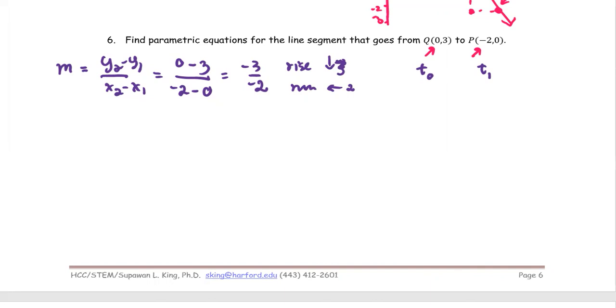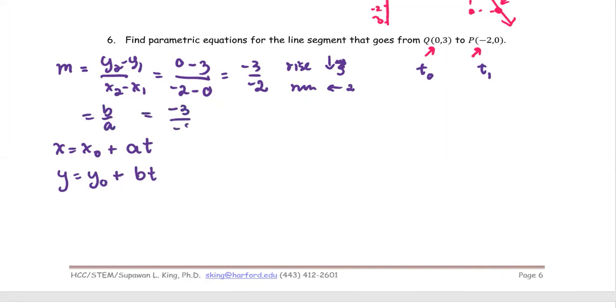With this, the parametric equation of the line is in the form x equals x0 plus a times t, where a is the rate of change of x, and y equals y0 plus b times t. The slope m is b over a. In this case, we can see b as negative 3 and a as negative 2. Do not simplify the negative sign, because we're going to use the sign to indicate the direction of the orientation of the trajectory.